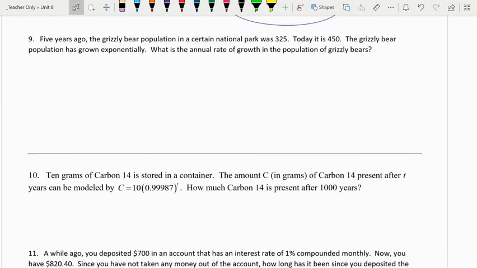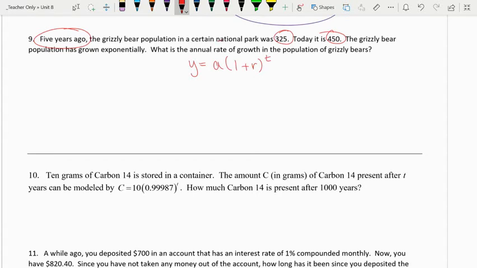Number 9. 5 years ago, the grizzly bear population in a certain national park was 325. Today, it is 450. Obviously, it's increasing. The grizzly bear population has grown exponentially. What is the annual rate of growth in the population of grizzly bears? So we know 5 years. We also know that this is where we started, this is where we finish. So we could use the formula y equals a times 1 plus r to the t.